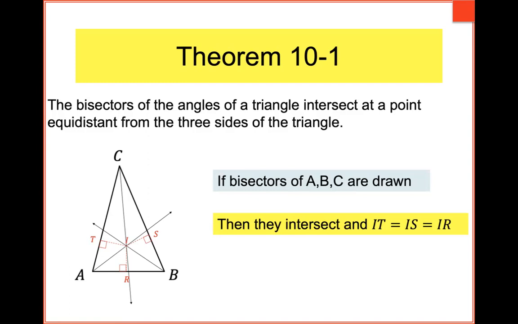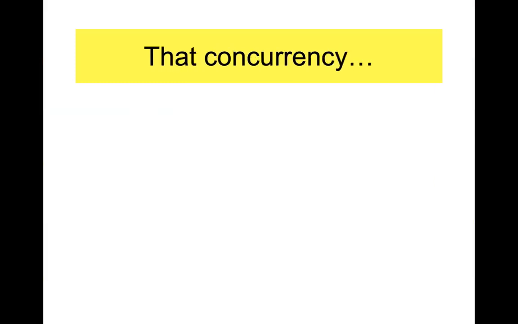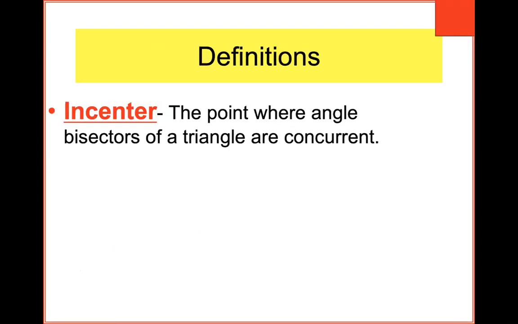Okay. Now, I said there was going to be 4 concepts and 4 vocabulary words. So here's concept number 1. If you make the angle bisectors, you're equidistant to the three sides of the triangle. Well, we need a name for that point. Here we go. That point of concurrency where the angle bisectors intersect is called an incenter. So an incenter is the point where the angle bisectors of a triangle are concurrent.